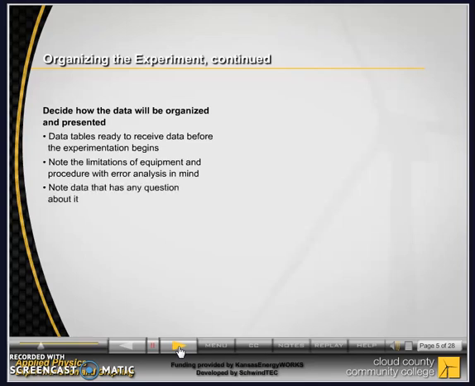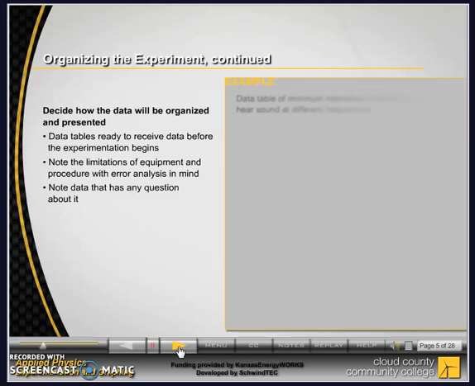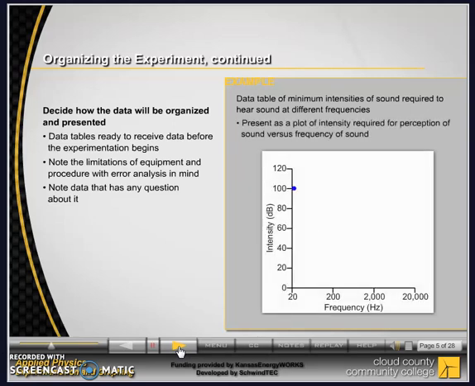With these experimental requirements met, your data would be a table of minimum intensities of sound required to hear sound at different frequencies. You might present this data as a plot of intensity required for perception of sound versus frequency of sound. The intensity required for perception, the dependent variable, is plotted on the vertical or y-axis, and the frequency of the sound, the independent variable, is plotted on the horizontal or x-axis.